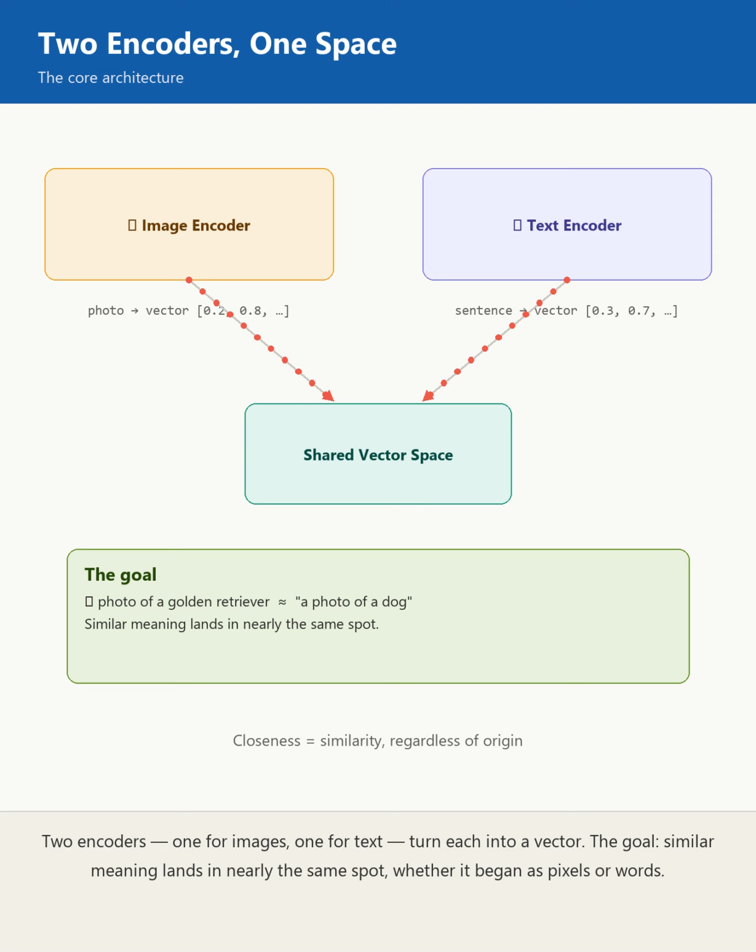CLIP has two parts working together. The first is an image encoder, which turns any picture into a list of numbers called a vector. The second is a text encoder, which turns any sentence into a vector too. The goal is simple but powerful. A photo of a golden retriever and the caption "a photo of a dog" should land in nearly the same spot. Things that mean the same thing should sit close together, regardless of whether they started as pixels or words.